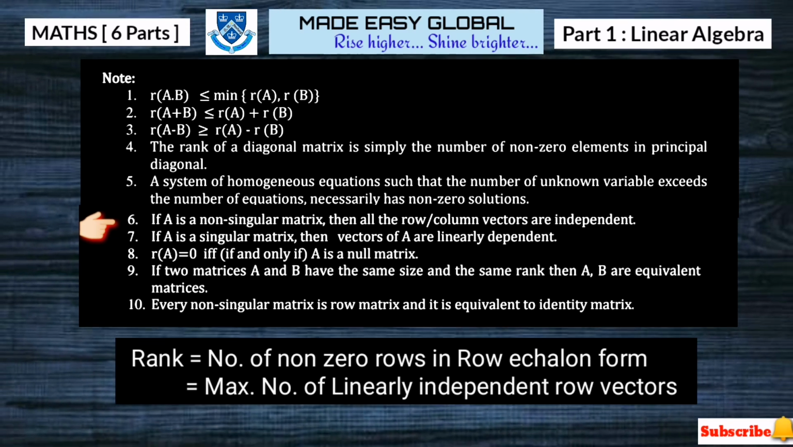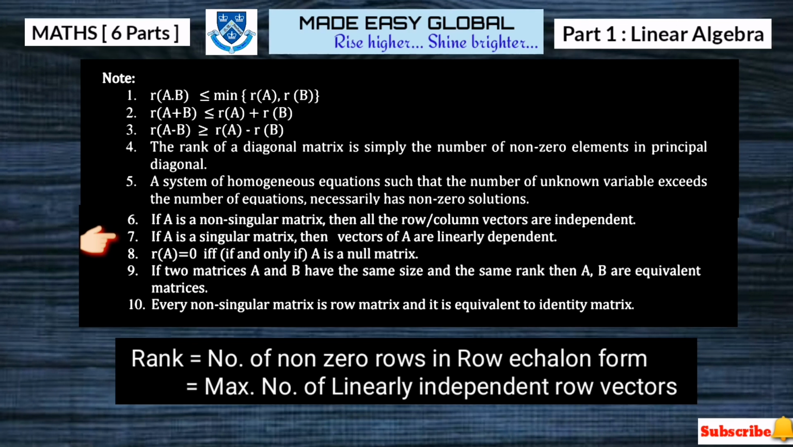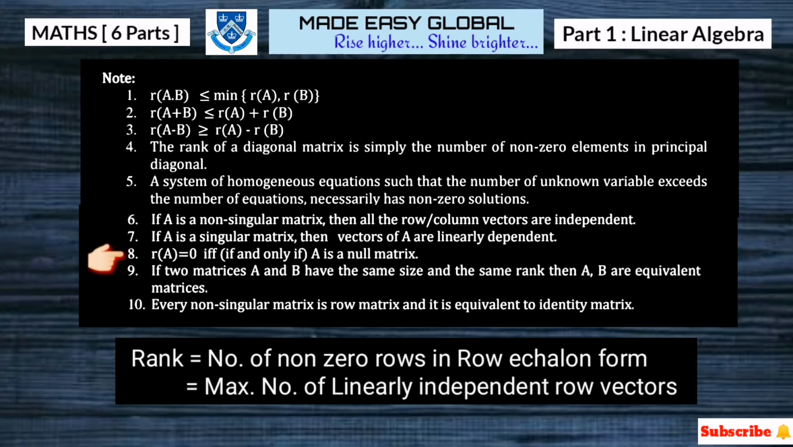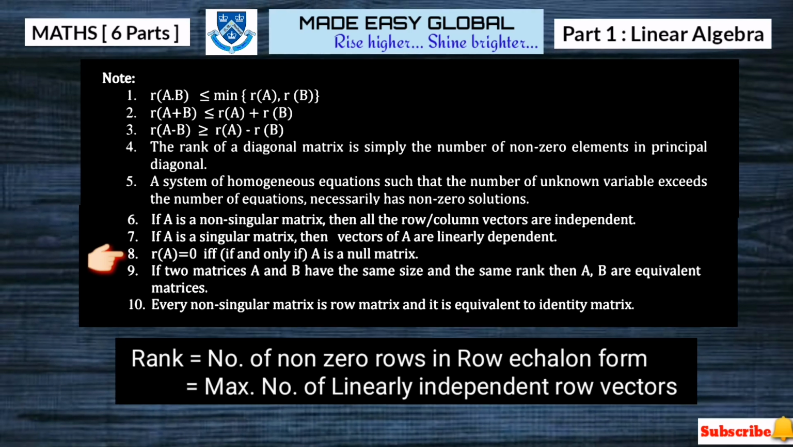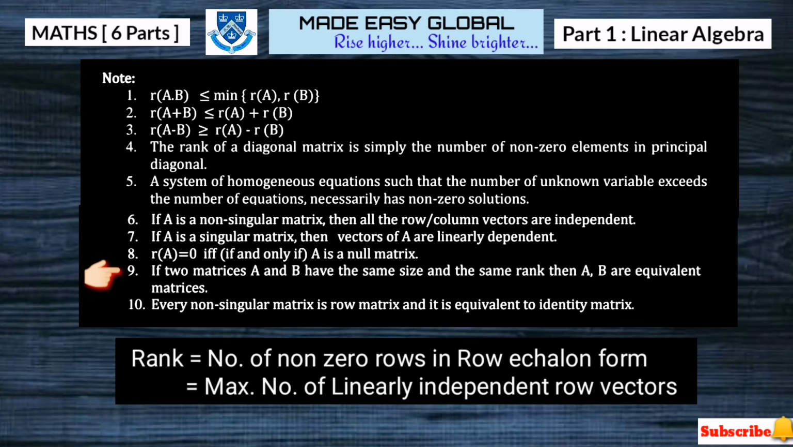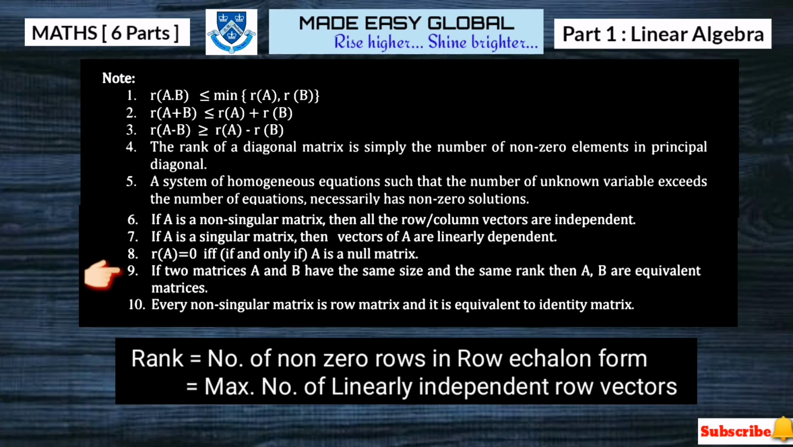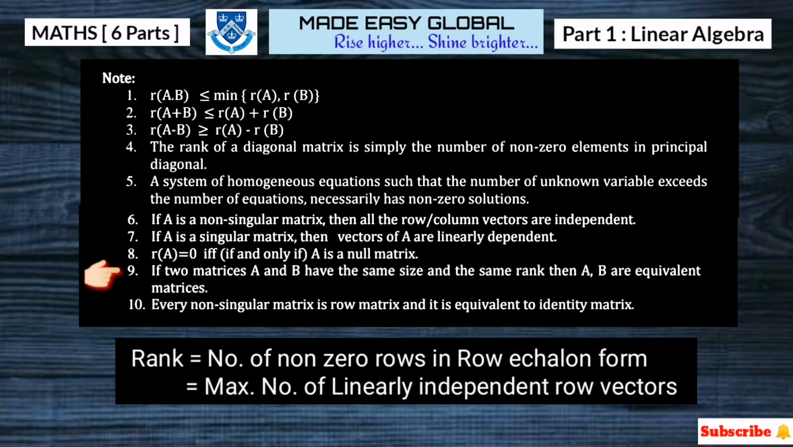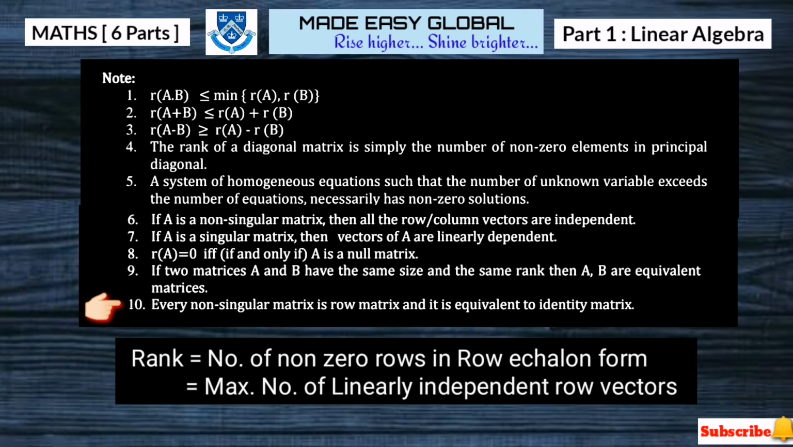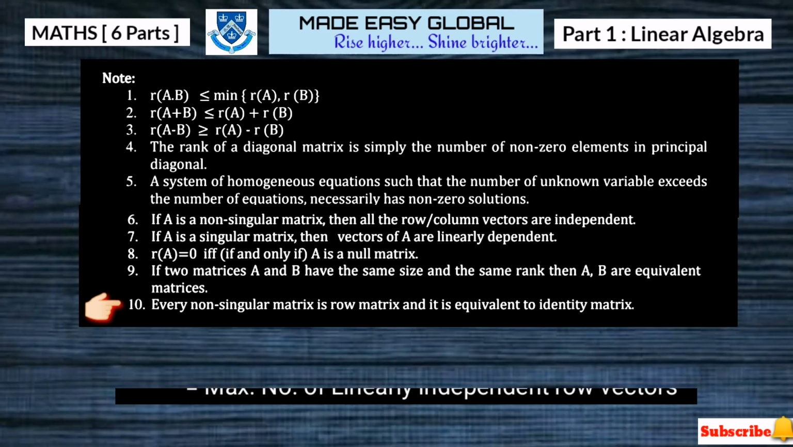Then the next one is, if A is a non-singular matrix, then all the row or column vectors are independent. Then, if A is a singular matrix, then the vectors of A are linearly dependent. Then, rank of A is equal to 0 if and only if A is a null matrix. Then, if two matrices A and B have the same size and the same rank, then A and B are equivalent matrices. And the 10th one is, every non-singular matrix is a row matrix and it is equivalent to the identity matrix.